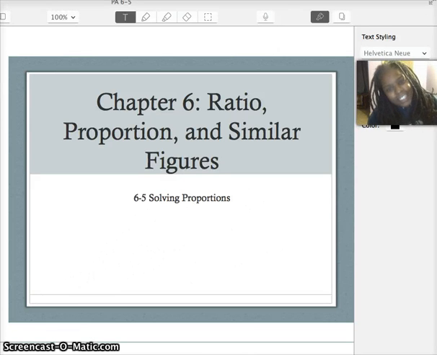Hi guys, we are still in chapter 6. We're going to be talking about ratio, proportion, and similar figures, but particularly today we will talk about solving proportions. And I actually like solving proportions because it's kind of funky, but sometimes it gets confused with multiplying fractions, and we'll talk about how they're different. Let's take a look at some vocabulary.